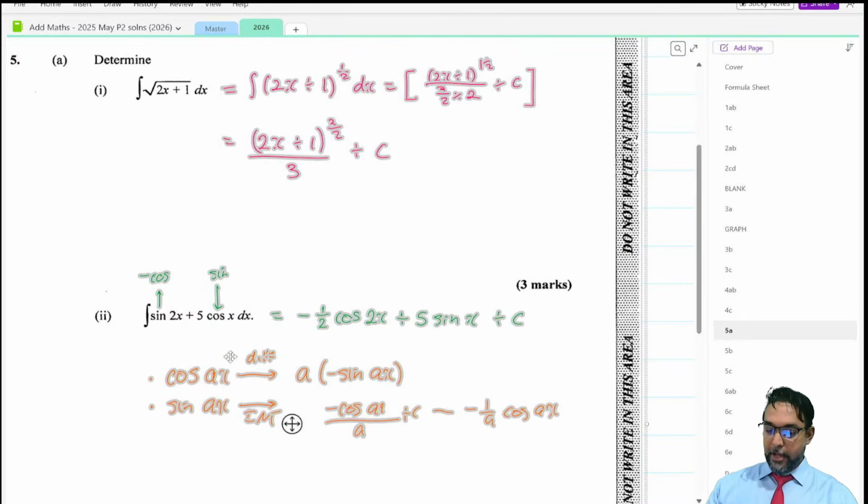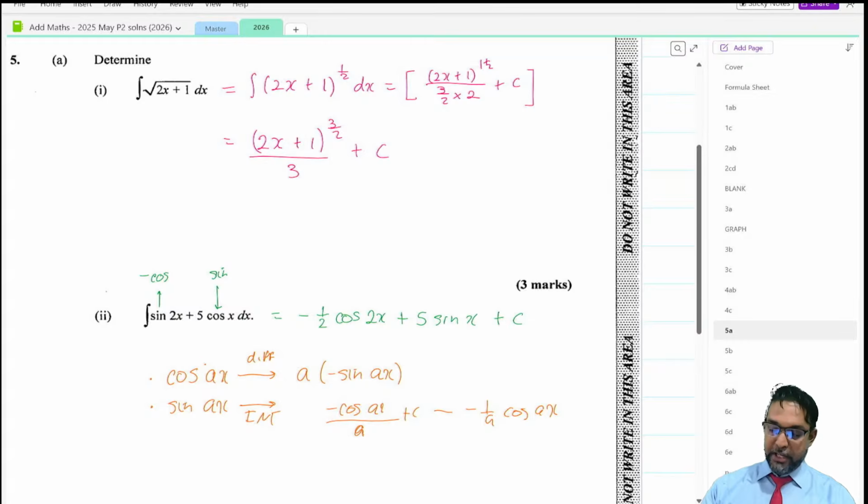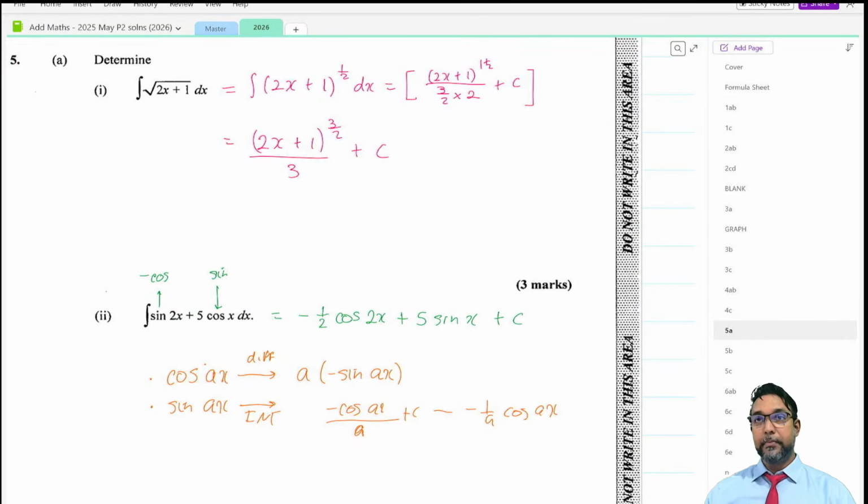Right. If we started with cos AX and we differentiate it, when you find the derivative of cosine, it's minus sine. But we also have to multiply by the derivative of AX. When you differentiate AX, you just get A. So when I differentiate cos AX, I get A times minus sine AX.